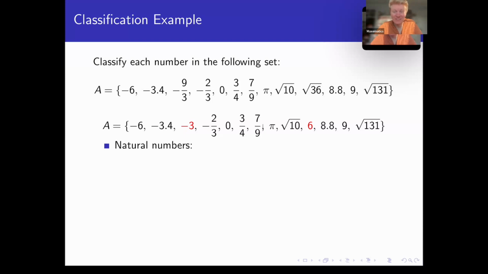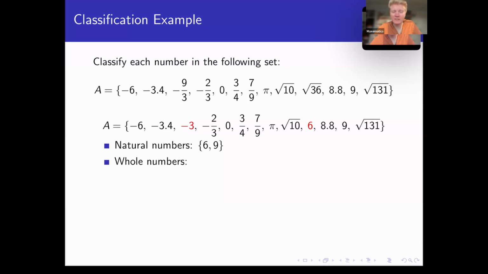3/4 and 7/9 are not counting numbers. Pi, not a counting number. Square root of 10, we couldn't simplify that, so it doesn't look like it's going to be a nice rational number for now. But 6 is a natural number. 8.8, not a counting number. It's close, but not quite. 9 is also a counting number, and square root of 131 is not. So the only natural numbers in our question are 6 and 9.